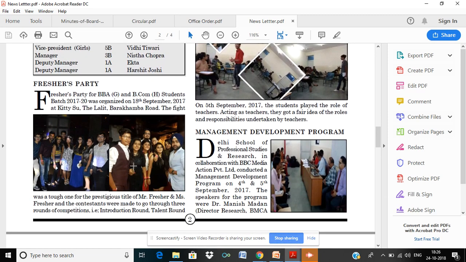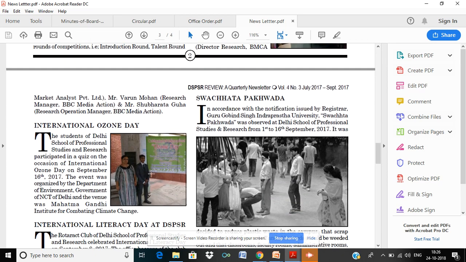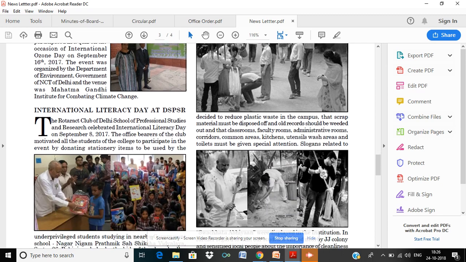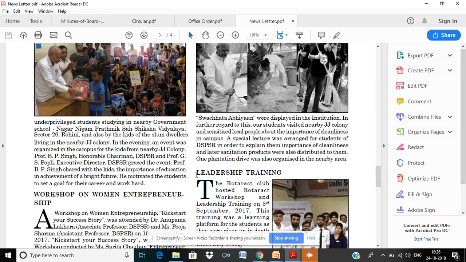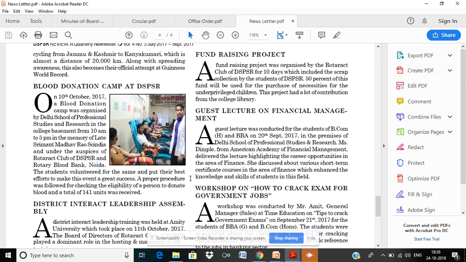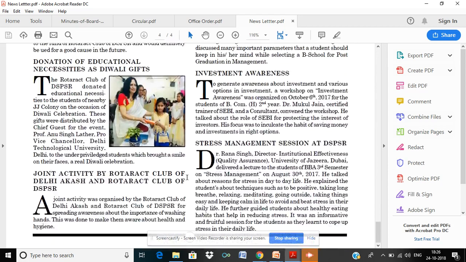Freshers party we organized, some MDP program was there. Swachhata Pakhwada we celebrated. Then International Ozone Day, our students participated there, which was organized by the Department of Environment, Government of the City of Delhi. These are the things that happened in the past for that particular period, and we are covering that information. So this is the newsletter. We can see it here.